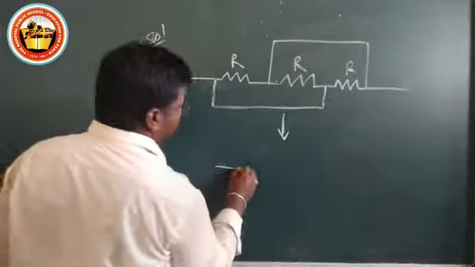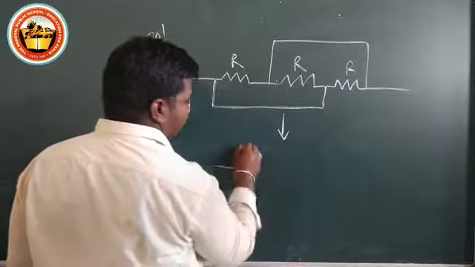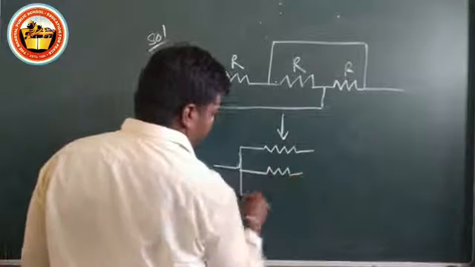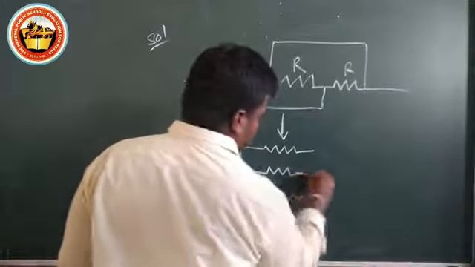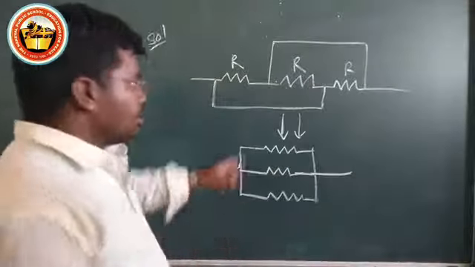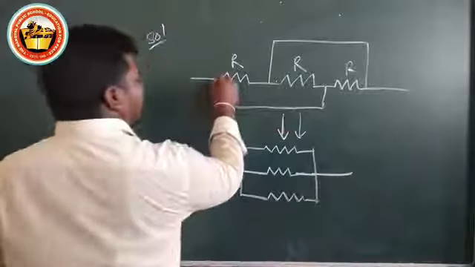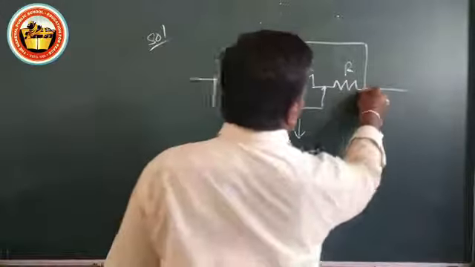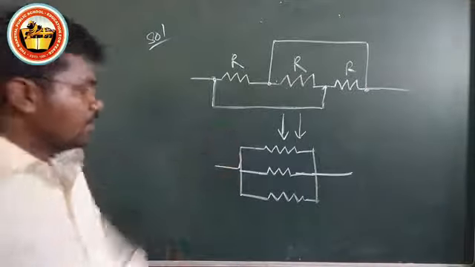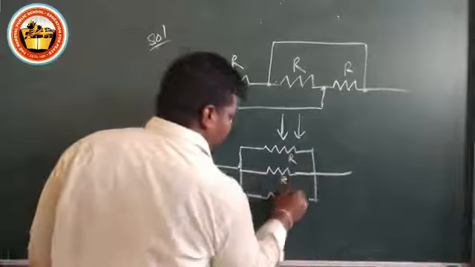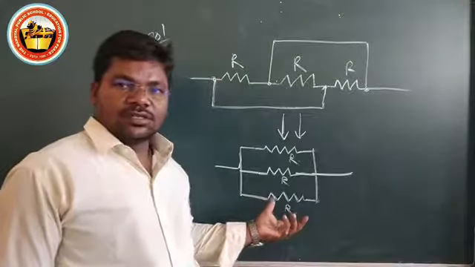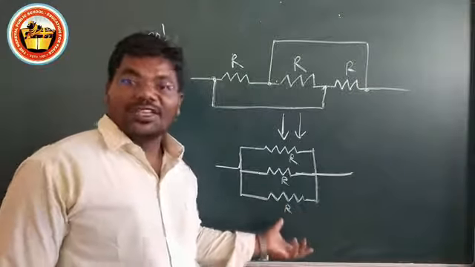This we can rearrange like this. So this circuit we can change like this. By observing every point, we can change the circuit diagram like this. Understand? So here each resistance is R. By looking at it, it is a parallel combination of three resistors.